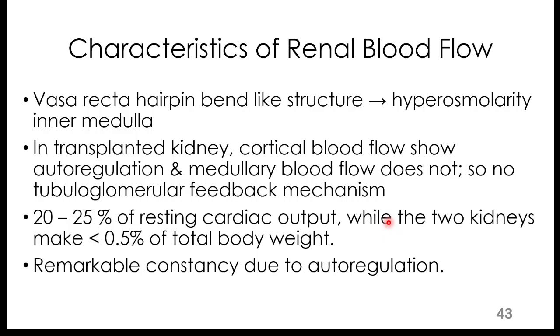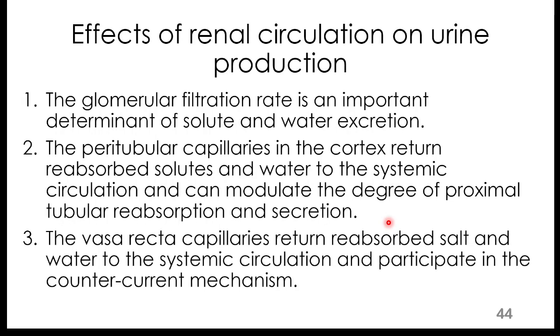So it's found out that autoregulation still happens in the cortex of transplanted kidneys, but not in the medulla. All right. Now, okay. So let's now talk about the effects of renal circulation on urine production.